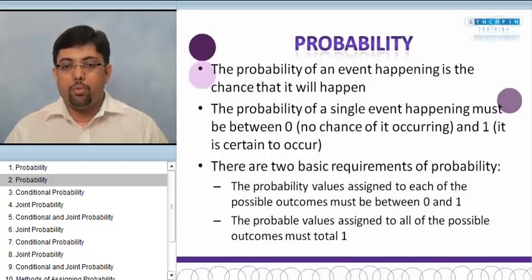There are two basic requirements for probability. The probability values assigned to each of the outcomes must be between 0 and 1, and it will never be more than 1. So the total probability of any scenario will be equal to 1. It cannot be more than 1. Why? Because out of 100 you can get a maximum of 100.